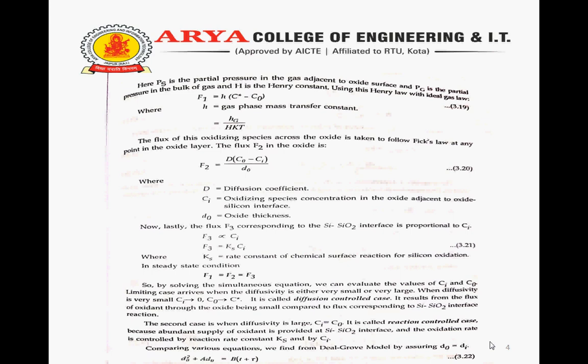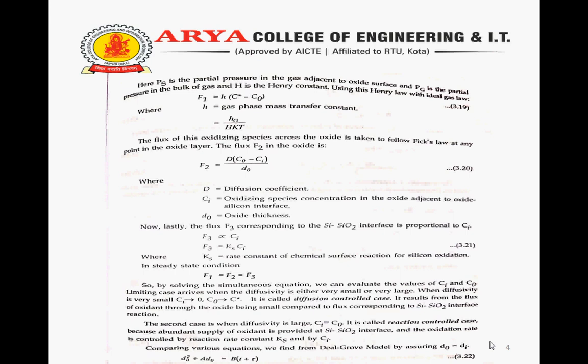D equal to diffusion coefficient, Ci equal to oxidizing species concentration in the oxide adjacent to the oxide silicon interface, D naught equal to oxide thickness. Now lastly, the flux F3 corresponding to the Si-SiO2 interface is proportional to Ci. F3 proportional to Ci, F3 equal to Ks Ci, Ks equal to rate constant of chemical surface reaction for silicon oxidation.